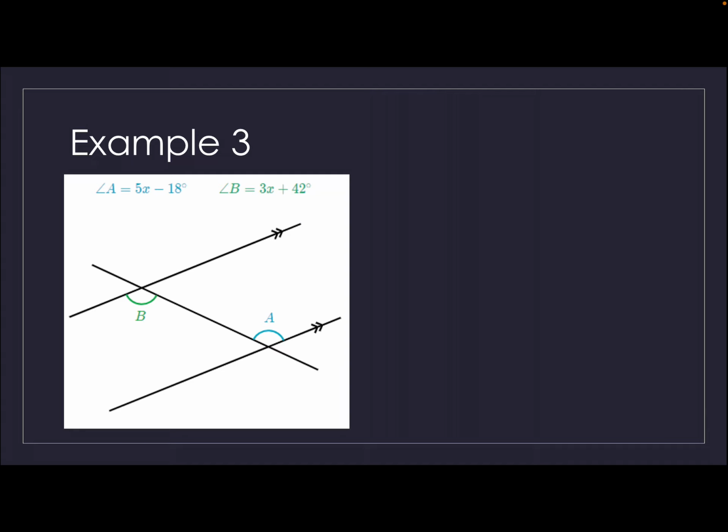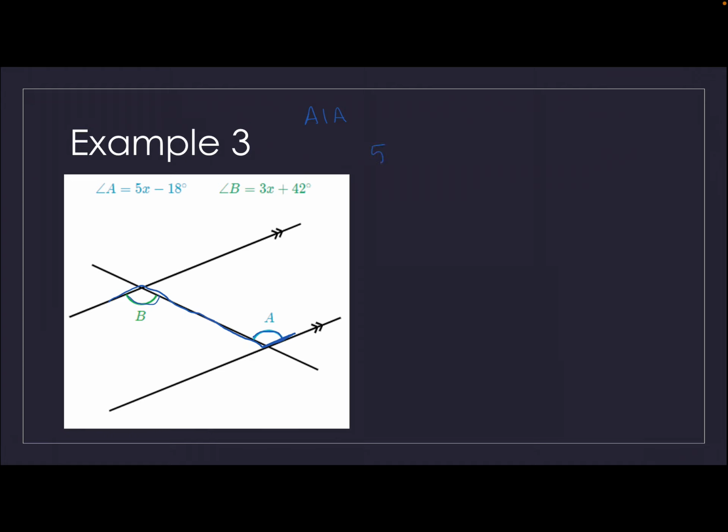The next two examples come directly from Khan Academy. We have angle A is 5x minus 18. Angle B is 3x plus 42. We're going to find the value of those two angles. So in this case, we have angles that form a Z. They're the angles in our Z. So that's going to mean that they are alternate interior angles, and alternate interior angles are congruent.